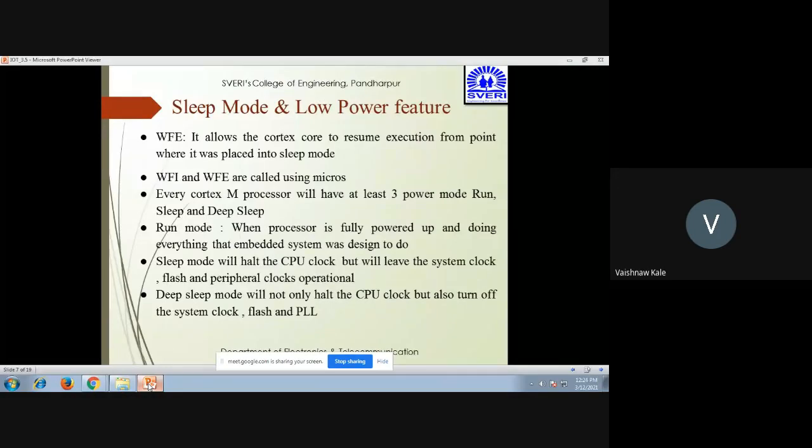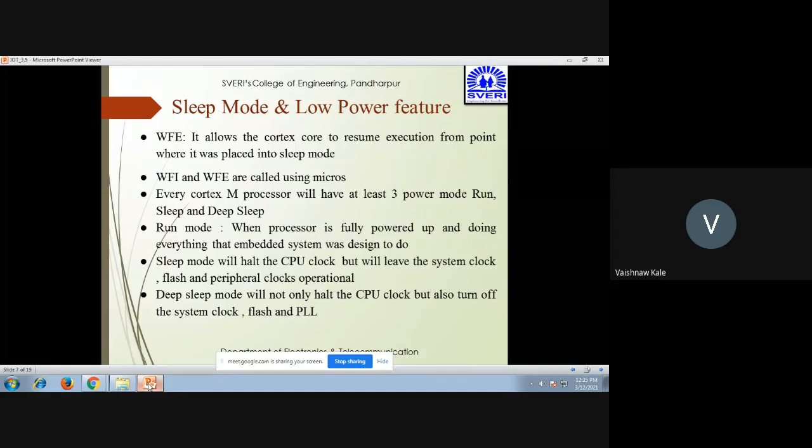The first one is the run mode, when the processor is fully powered up and doing everything that the embedded system was designed for. Second is the sleep mode. In this case, it will halt the CPU clock, but it will leave the system clock, flash, and peripheral clock operational. So only the CPU clock will be halted, and the rest of the clocks will be operational. And the third one is the deep sleep mode. In deep sleep mode, it will not only halt the CPU clock, but it will also turn off the system clock, flash, and the phase lock loop. So these are the 3 modes.